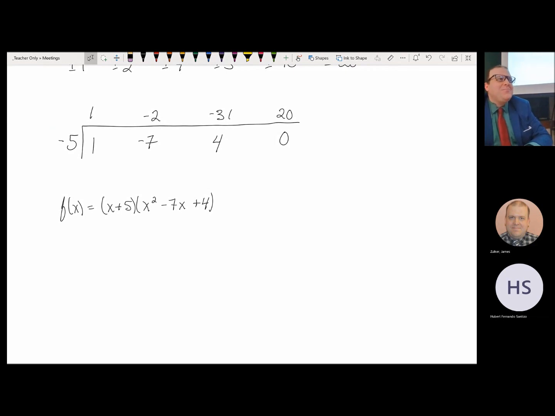This cannot be factored, which means we have to use quadratic.